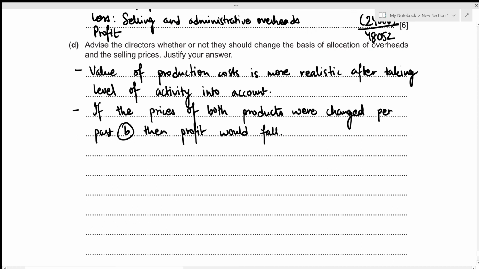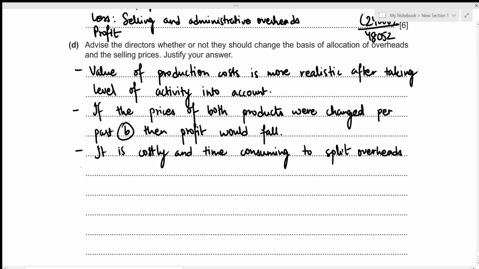Similarly, if we take the level of activity into account, it will definitely get more costly and time consuming. Let's write it down as well. It is costly and time consuming to split overheads by activity.